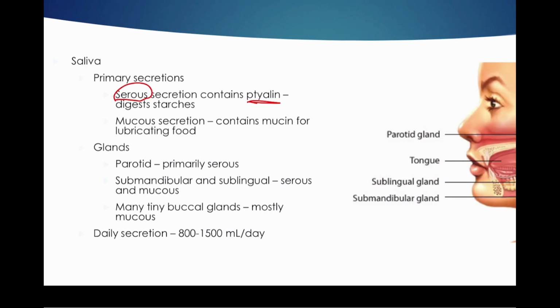And we have mucus secretions. Serous are more watery, mucus are going to be thicker. The mucus contain mucin for lubricating the food so that it can slide down the esophagus easier. So we have to lubricate it as well. We have the glands here.